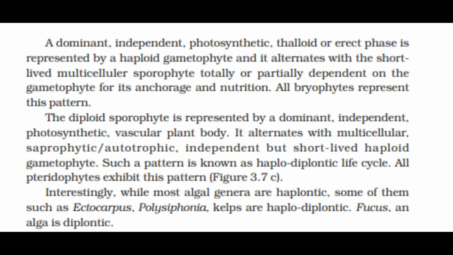The diploid sporophyte is represented by a dominant, independent, photosynthetic, vascular plant body. It alternates with a multicellular, saprophytic or autotrophic, independent but short-lived haploid gametophyte. Such a pattern is known as haplodiplontic life cycle. All pteridophytes exhibit this pattern. Interestingly, while most algal genera are haplontic, some of them such as Ectocarpus, Polysiphonia, and kelps are haplodiplontic. Fucus, an alga, is diplontic.